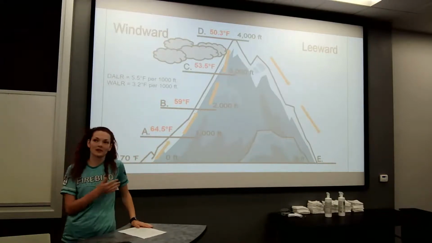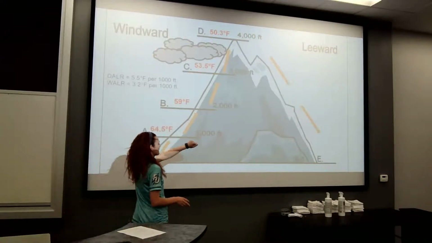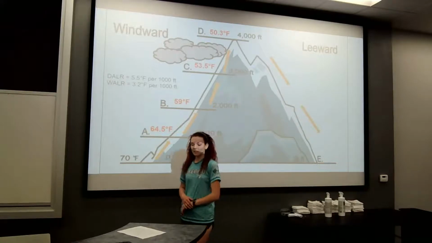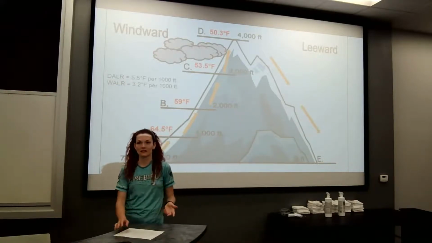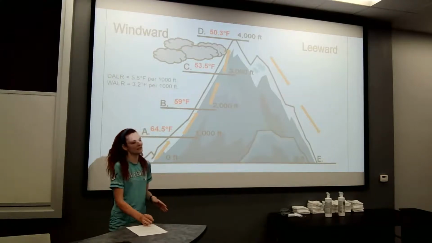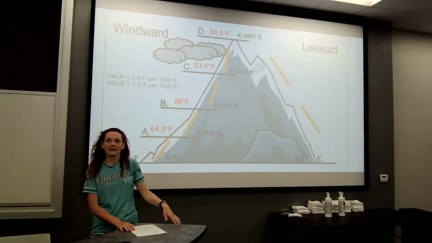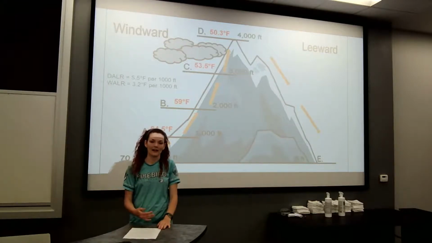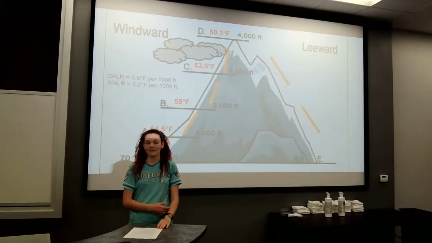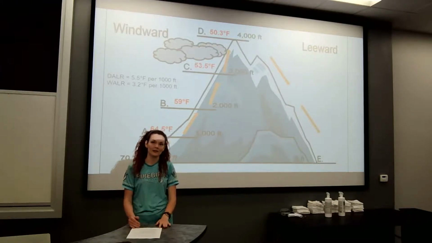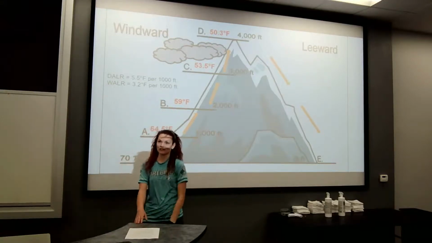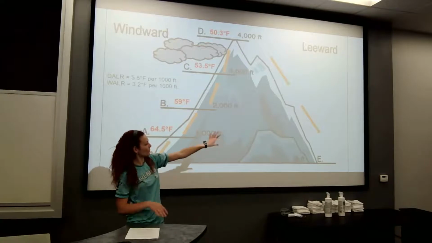Now we have to come back down to the ground. We have to go all the way back down over here to E at ground level at 0 feet. There are two ways you can do this. The first thing to realize is that on the leeward side of the mountain, it's always going to be drier. The air is so much drier. Every time you're on the leeward side, use that dry rate, because the mountain blocks the moisture from traveling over to that side.